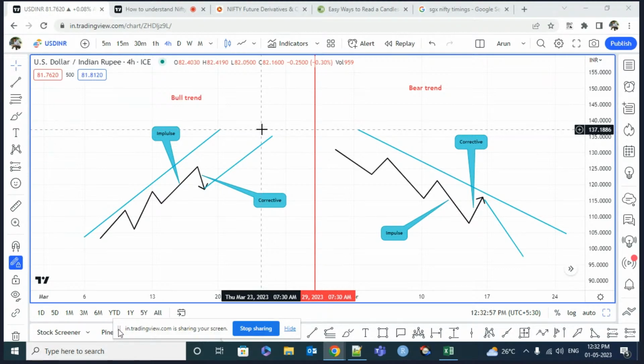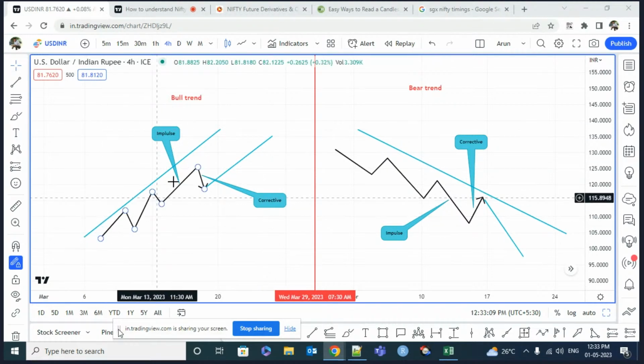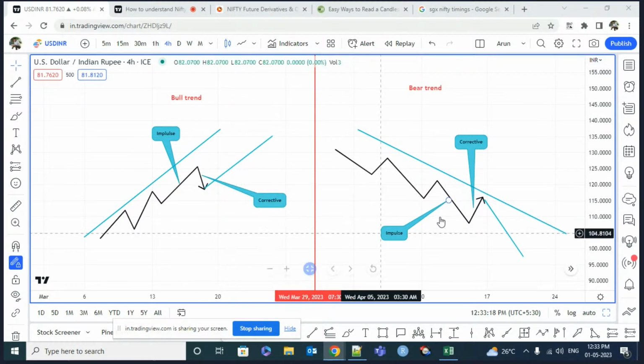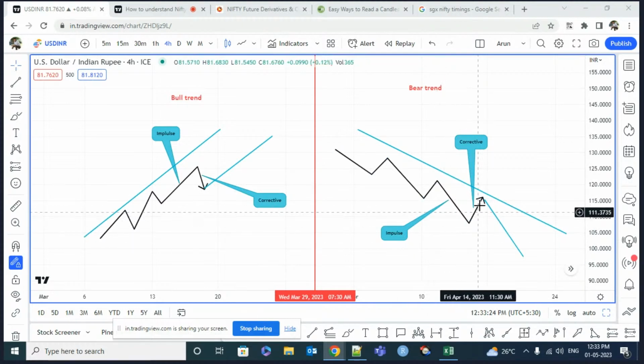So, understanding the bull and bear trend. In a bull trend or bear trend, there are impulse and corrective waves. If the market movement is in the direction of the trend, that's an impulse wave. So here, this is the direction of the trend, and this is impulse. When the market is moving in the opposite direction, that's a corrective wave. Similarly, there is a direction of the market in a bear trend, and this is impulse. This is against the market direction, and that's a corrective wave.